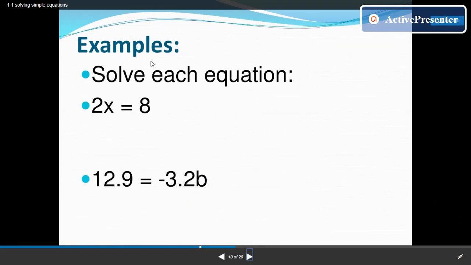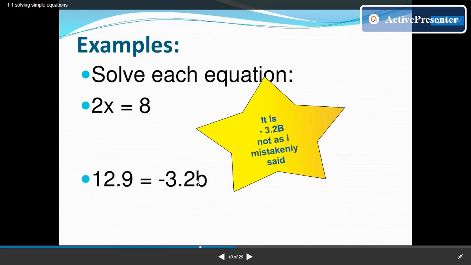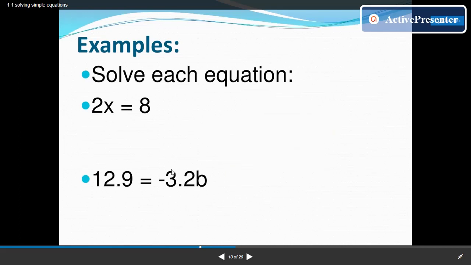Okay, examples. We need to solve each equation, which is 2 multiplied by x equal to 8. Here we have multiplication. Whenever there is no sign between the number and the letter, that means it's multiplication. If we have a bar, that means it's division. The next one is 12.9 equal to minus 3.2b. That means minus 3.2 multiplied by b. How can we answer these questions? Let's move to how we can answer them.